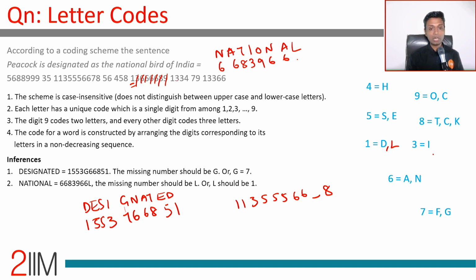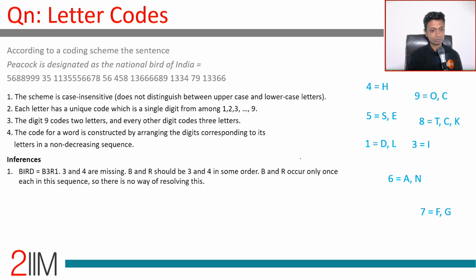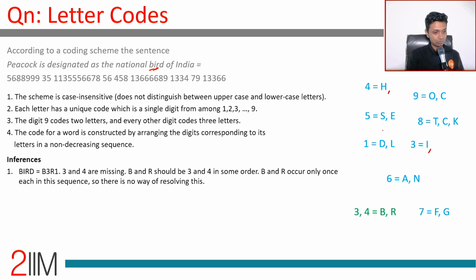Brilliant. BIRD, we know B and R have to be 3 and 4. Everything else we've covered. B and R should be 3 and 4 in some order, but we do not know which is which. They occur only once. There's no B, no R anywhere else in this whole sequence. So 3 could be B and R could be 4, or the other way around, with no other clue to clarify this for us. Right. Wonderful. We've got this far.